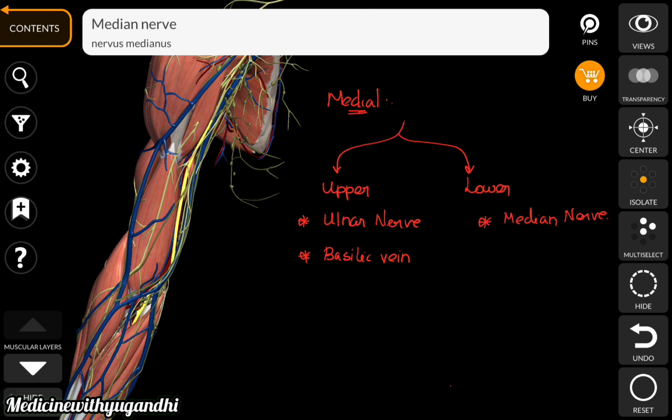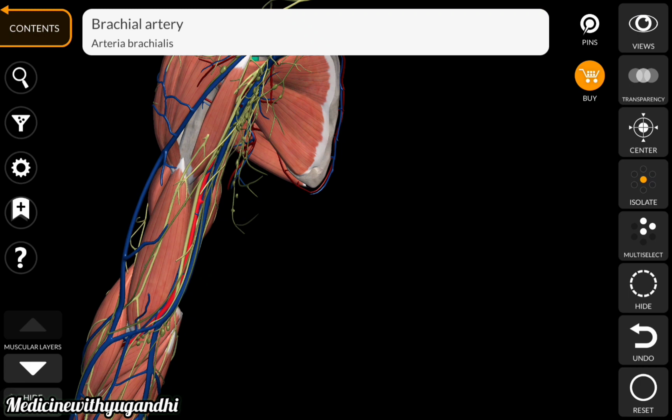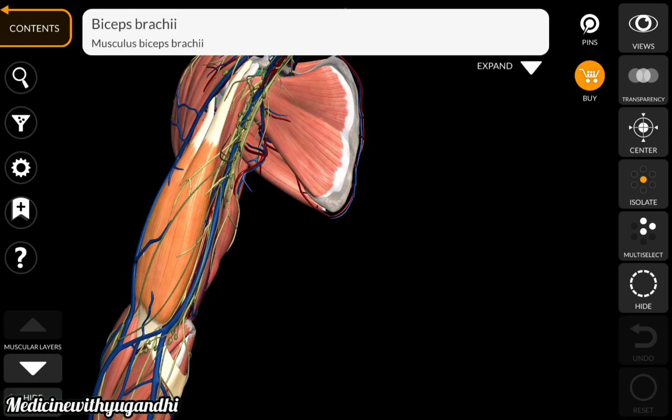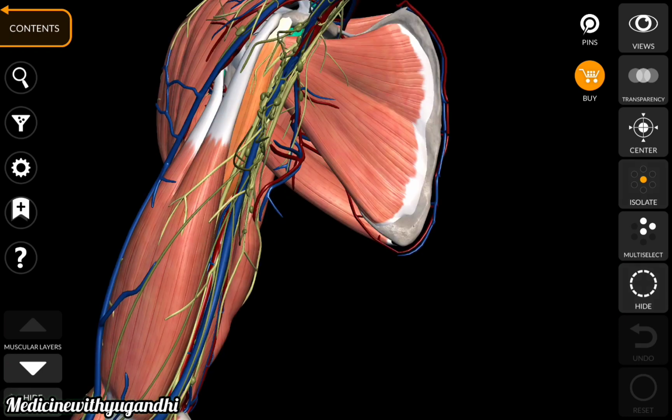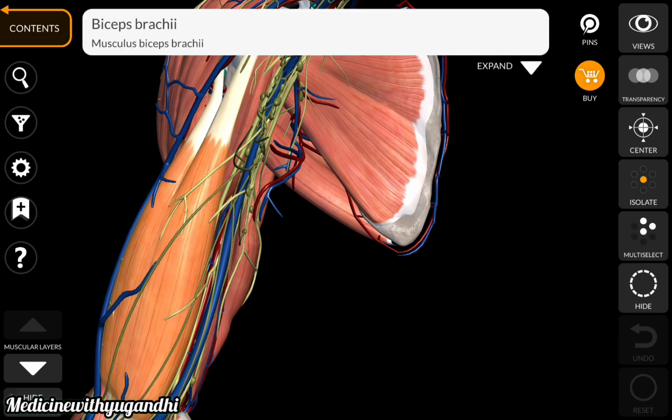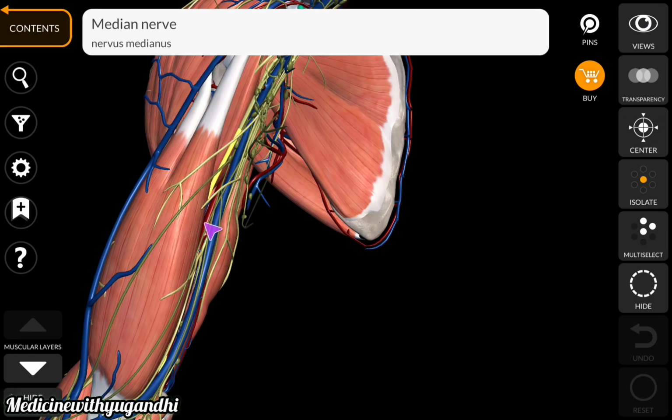Coming to the next relation, it is laterally related to the coracobrachialis and the biceps brachii. So this is the biceps brachii muscle, and here you can see the coracobrachialis, and here you can notice the brachial artery. In the upper part, it is laterally related to the coracobrachialis muscle and to the biceps brachii muscle, and it is also related to the median nerve in its upper part. Here you can see the brachial artery, and here you could see the median nerve.